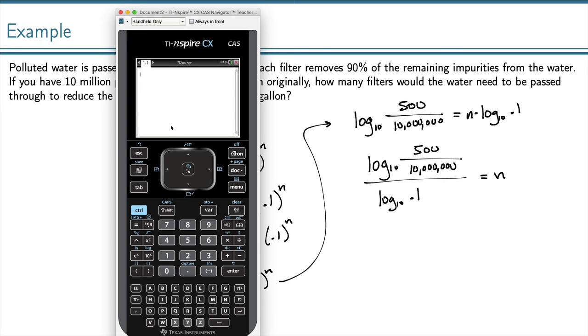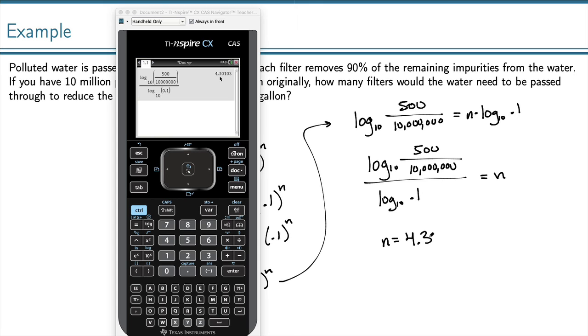Plug this into our calculator. We have log, base 10 of 500 over 10 million, and then we are dividing this by log base 10 of 0.1. We hit enter, and that gives us about 4.3.